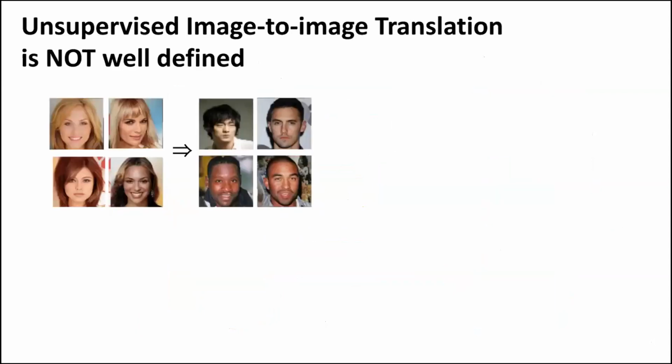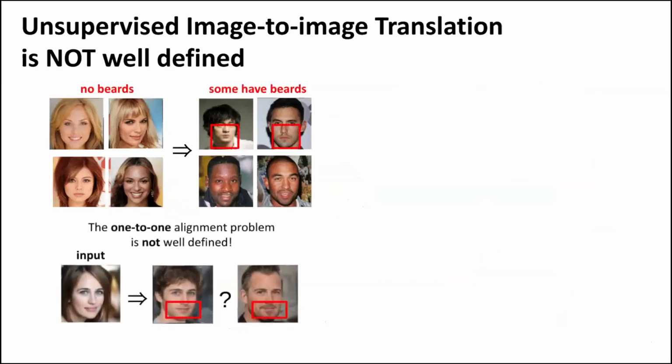Unfortunately, if we look closer at most real datasets, like male and female faces from CelebA in this example, we will notice that males have variable amount of facial hair, whereas females have none, rendering the one-to-one alignment problem not very well defined, since it is not clear whether a model should generate a beard for a given female input.